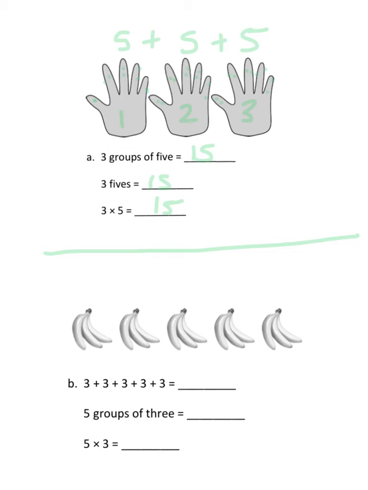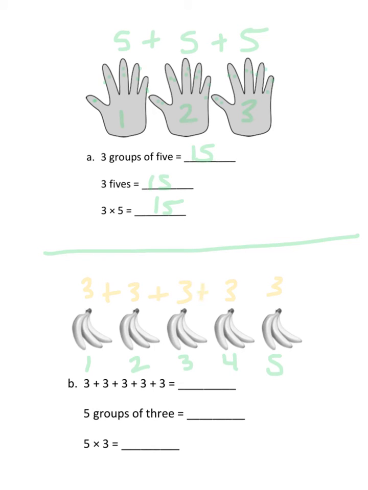Okay, for our next problem, we have 1, 2, 3, 4, 5 groups of bananas, and in each group there are 1, 2, 3 bananas. So up top, let's do yellow. We'll do 3 and 3 and 3 and 3.